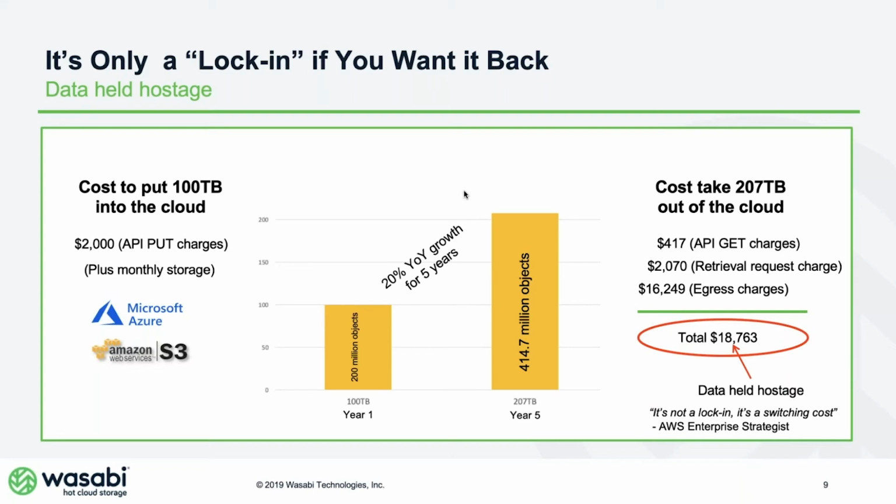The lock-in doesn't come from a proprietary or non-standard data format. It comes from the extremely high cost of retrieving your data. Your friends at AWS will say that the term lock-in is misleading, and what they're really talking about is a switching cost. Well, I say the term switching cost is misleading, and what we're really talking about is data held hostage. I don't want to pay egress charges. I know you don't. The reason they exist is so that people won't take their data out of the cloud.